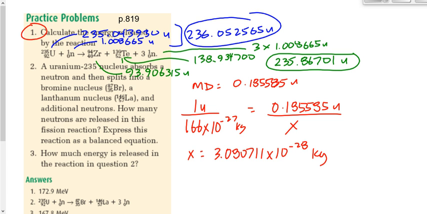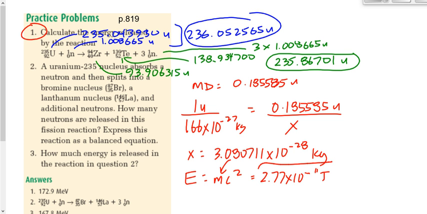Now, if we want to find the energy that's released here, all we're going to do is say that number times the speed of light squared. And that's going to give us a number in joules. What do we have for that? 10 to the negative 11 joules.